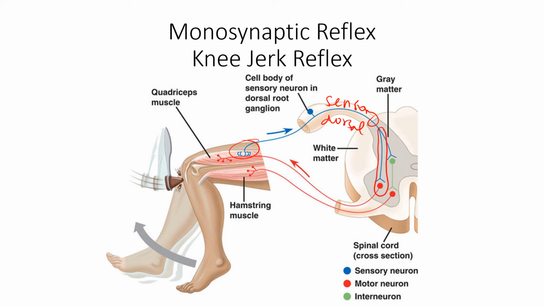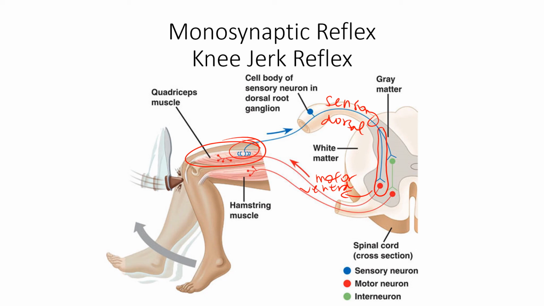And the reason I know it's that pathway is because it's monosynaptic, meaning there's one synapse between the sensory and the motor neuron. We come right back out. We are traveling a motor pathway. This is a ventral root. And we come right back out and we tell this quadriceps muscle here to contract. And when it contracts, it causes your leg to extend.